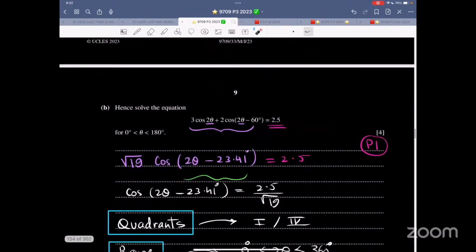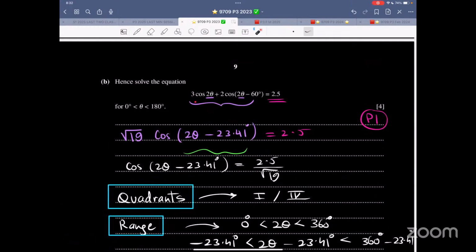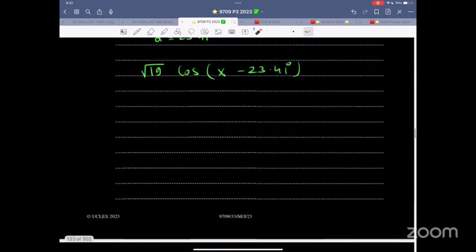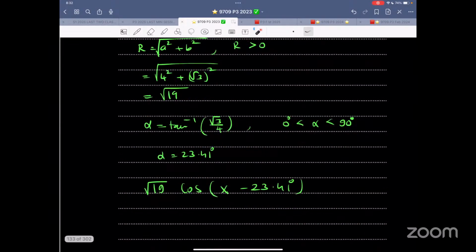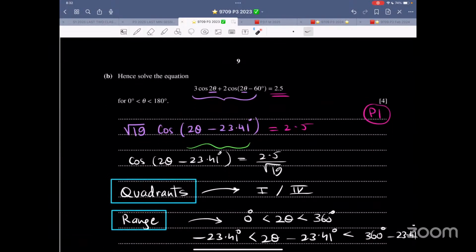Now, what's next? Hence, solve this equation. 3 cosine 2 theta, 2 cosine 2 theta minus 60 is 2.5. So this thing over here is what we are using. Instead of x, that's 2 theta. Instead of x, it's 2 theta. So now that format that you have converted, the compound angle, the harmonic form. So x is replaced with 2 theta. Everything else remains the same.